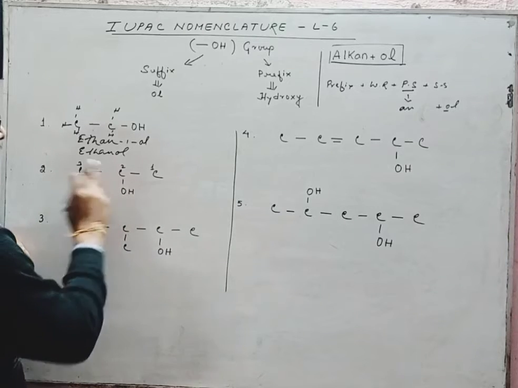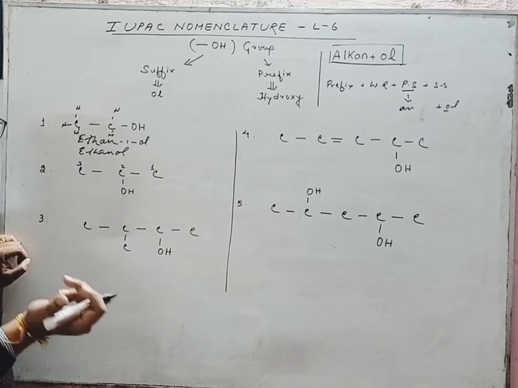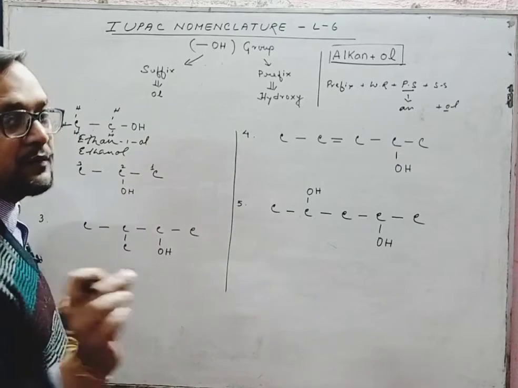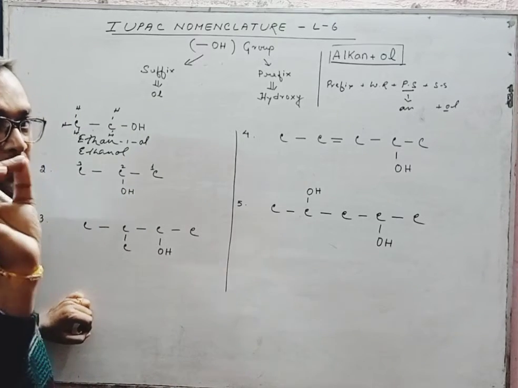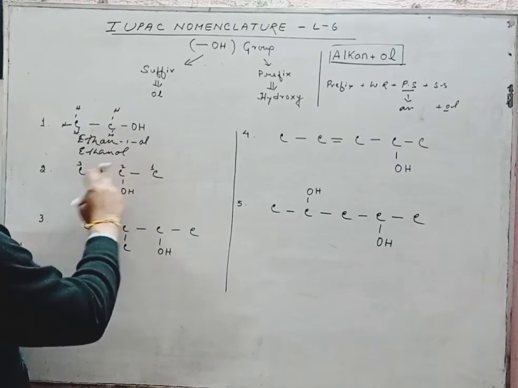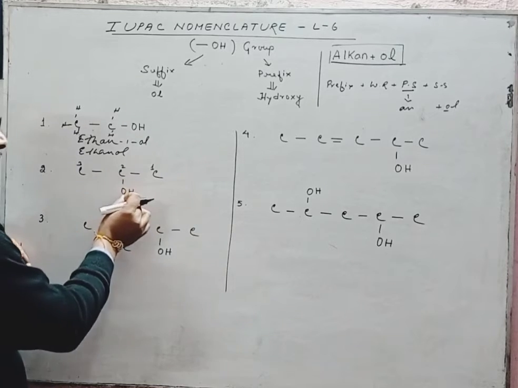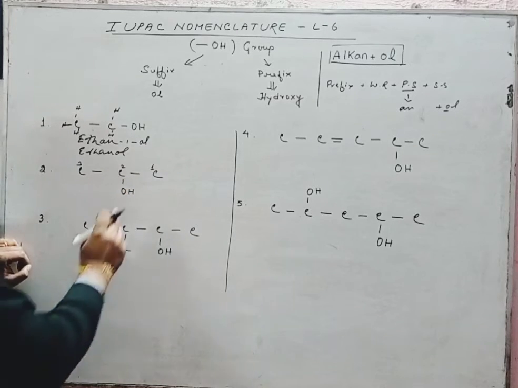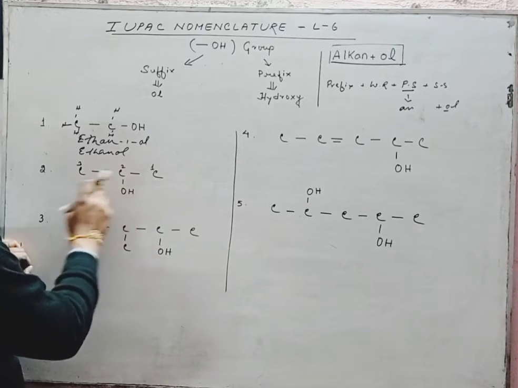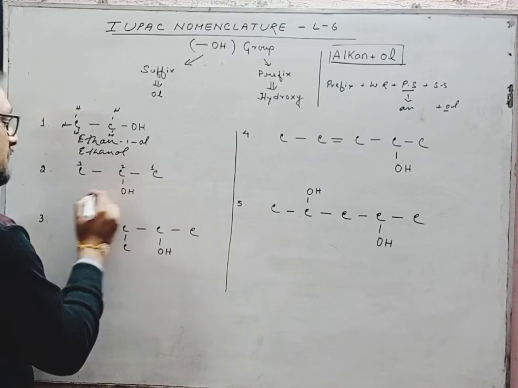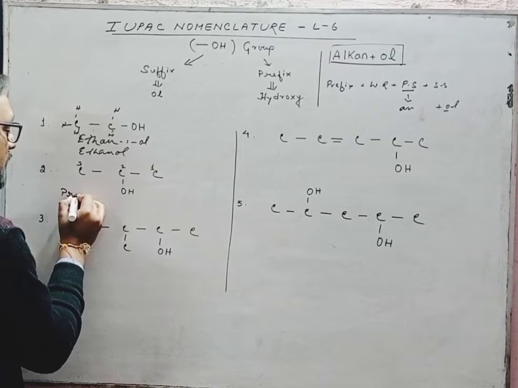So what is the locant? Locant is 2. What is the meaning of locant? Where functional group or substituent is attached. Okay, that number is known as locant, or these are the locants, right? Where these are located. Clear? So meth, eth, prop. So what is the word root here? Prop. Yes. So we'll write prop.